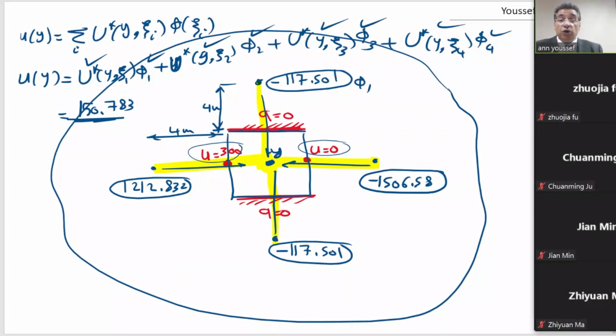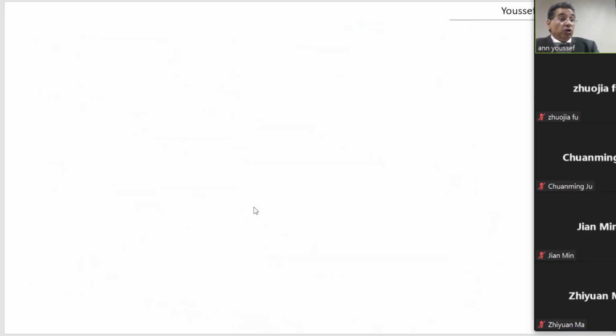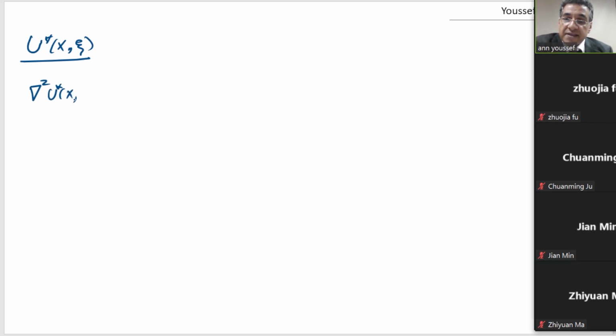Why we call this the fundamental solution? For example, why we say u asterisk between x and xi? Why do we call it a fundamental solution? Because it is the solution of this equation: u asterisk of x and xi equals minus delta of x and xi.